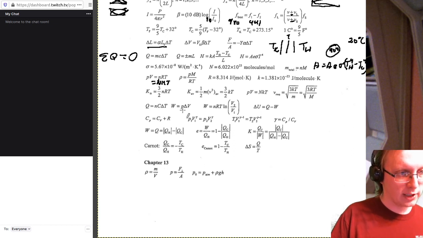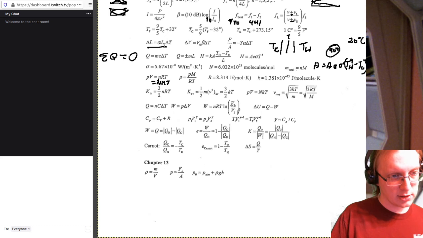This is work for if the pressure is constant. Work done by a gas if its pressure is constant, but its volume is obviously not. This is work done for the temperature being constant, and this is the change of internal energy of the gas given the heat flow in or out of it and the work that it did.